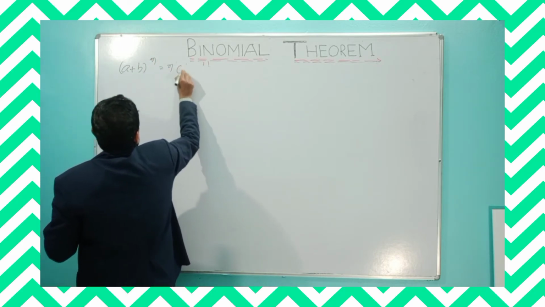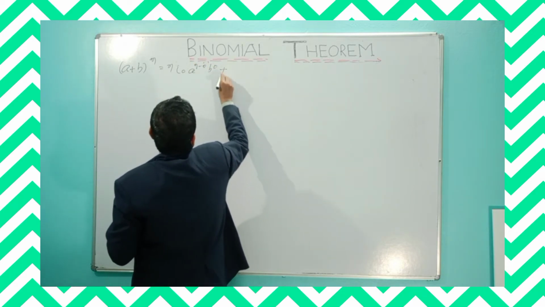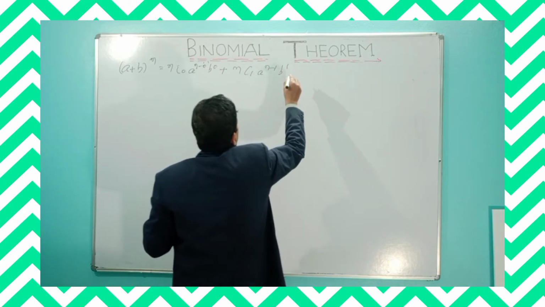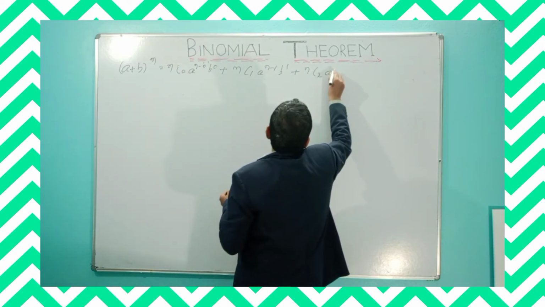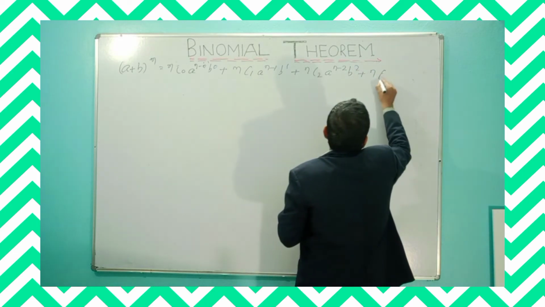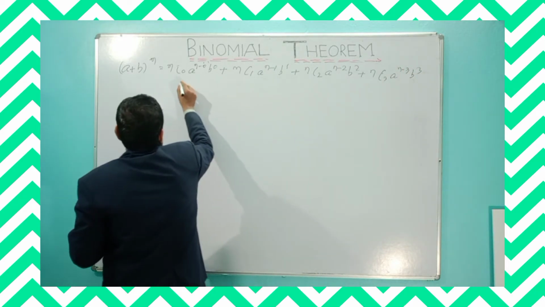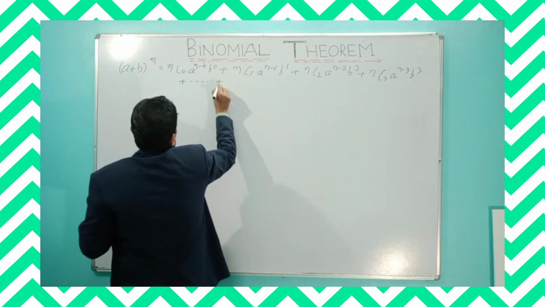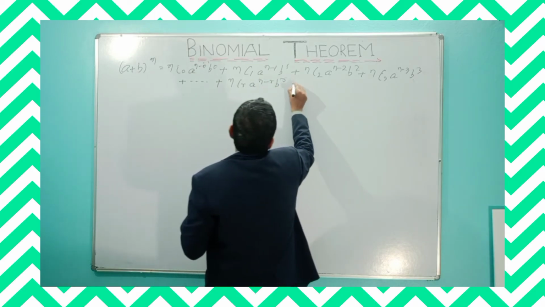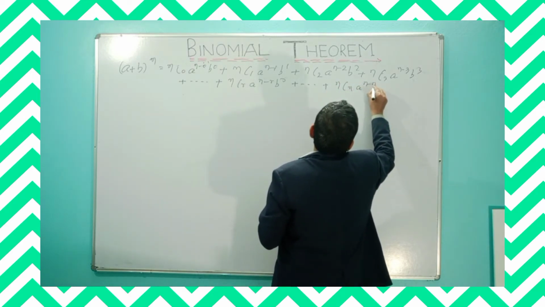is equal to nC0 a^(n-0) b^0 plus nC1 a^(n-1) b^1 plus nC2 a^(n-2) b^2 plus nC3 a^(n-3) b^3. In a similar manner we can proceed to nCr a^(n-r) b^r plus up to nCn a^(n-n) b^n.